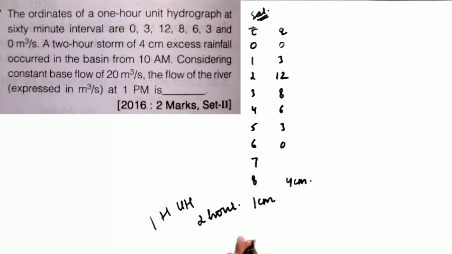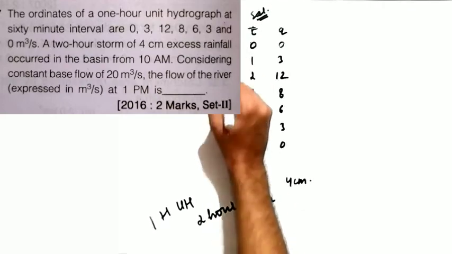After that you will have to multiply it by a factor of 4. Now you will be available with a 4 centimeter storm of a 2-hour unit hydrograph. So it is asking you the flow of the river at 1 p.m. Suppose the storm occurred at 10 a.m.